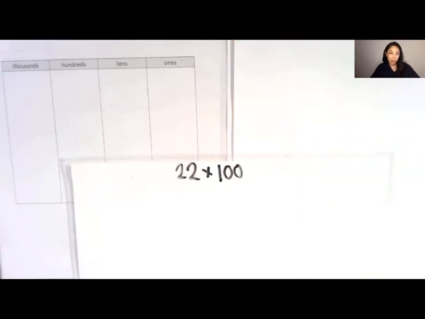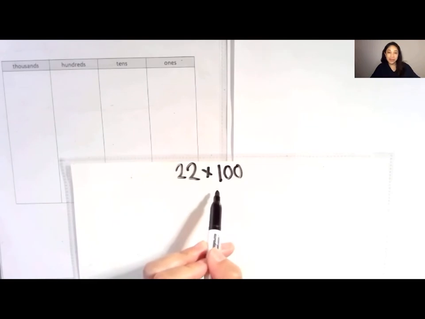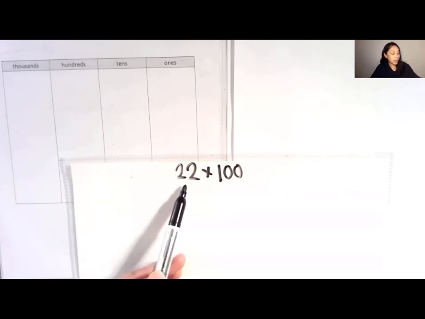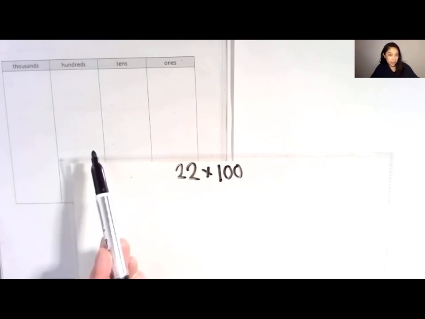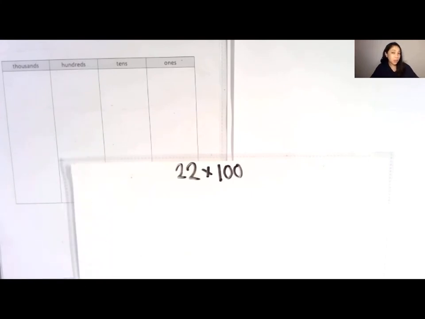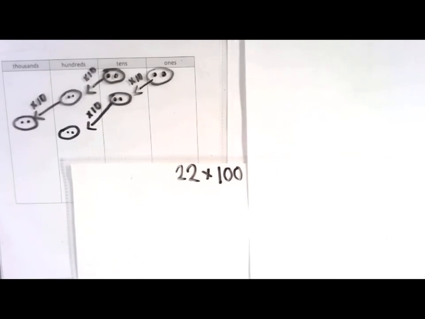For our next problem, we have 22 times 100. Just like before, I'd like you to do the following. Please pause the video here, and I'd like you to represent 22 on your place value chart using place value discs. Then, I'd like you to represent on your place value chart 22 times 100. I'll be here when you get back. Welcome back. How'd you do it?